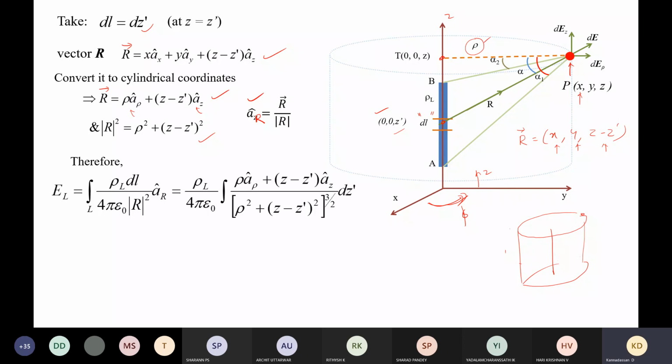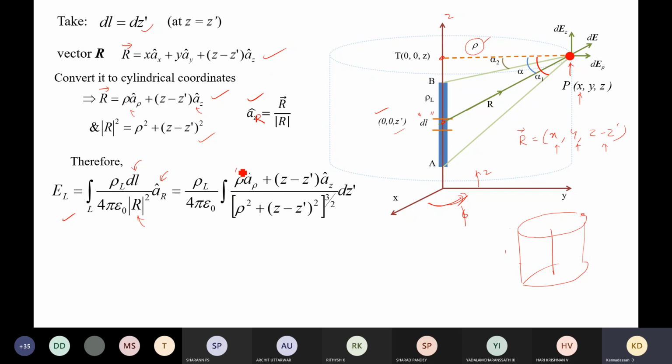Now we have to define again the field expression. So this is what we have seen in the last slide. Now we are going to replace this a_r vector and the expression for r squared and this dl. The dl becomes dz vector and this a_r vector becomes this. So how does this expression come up?